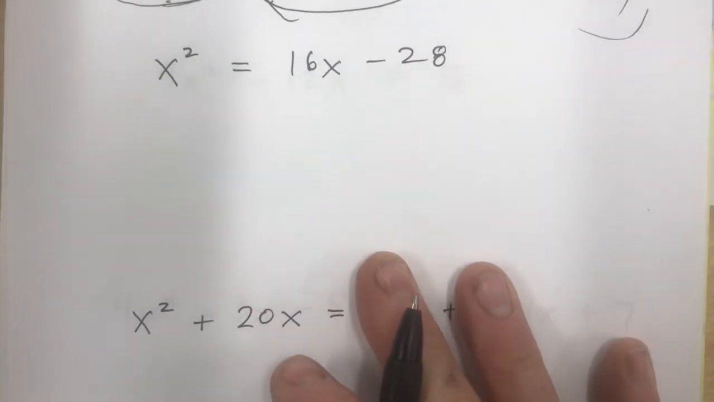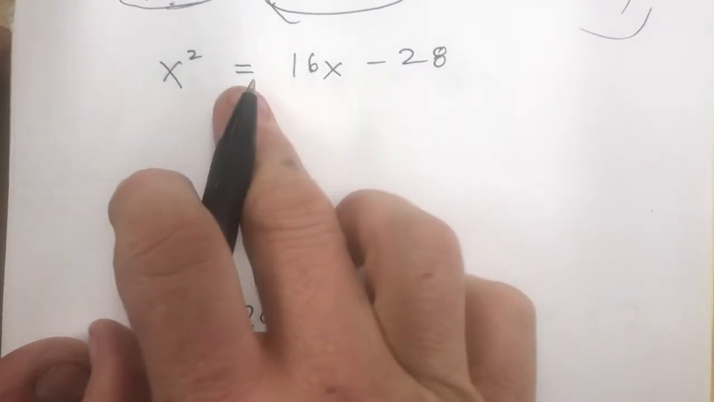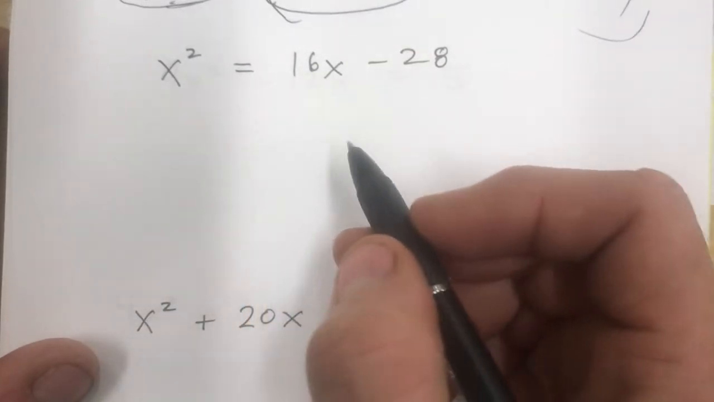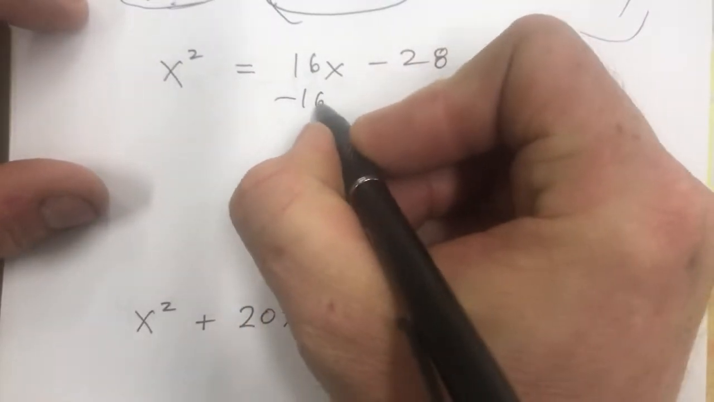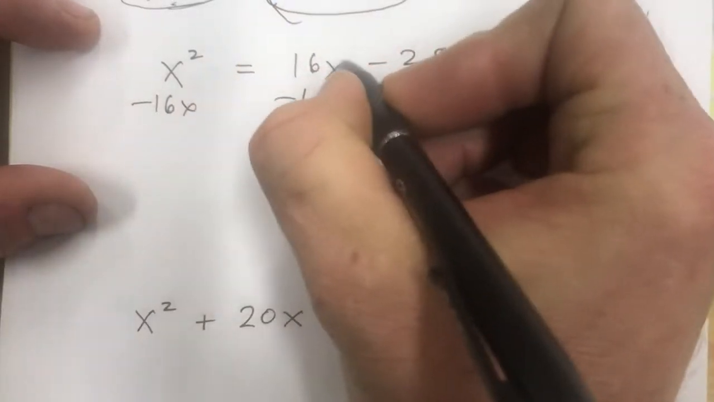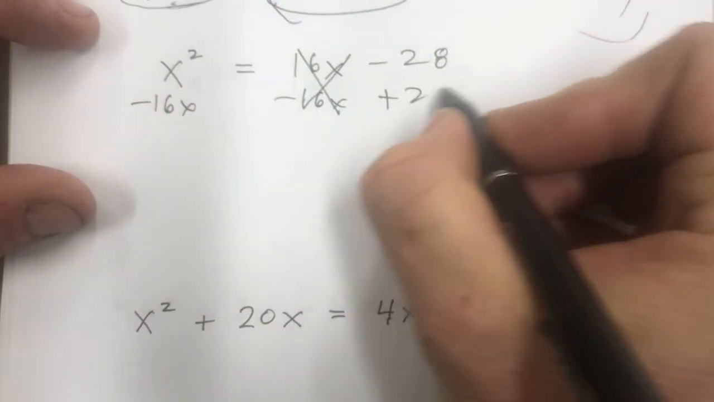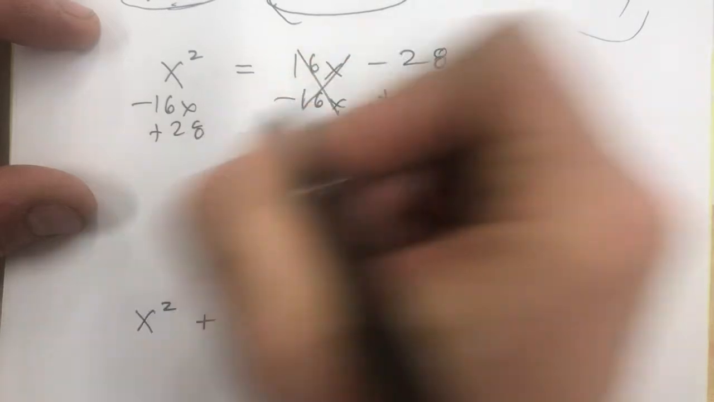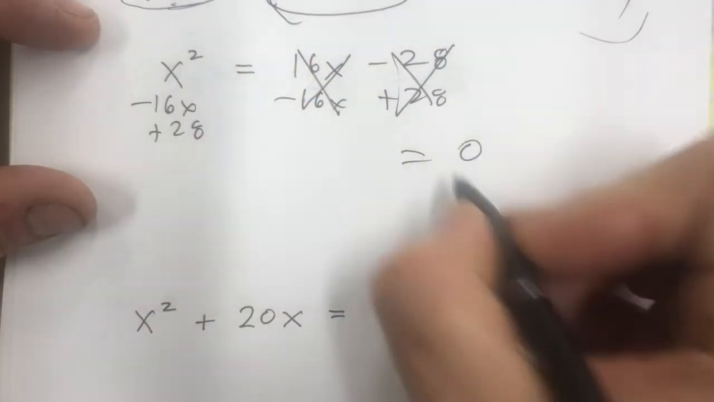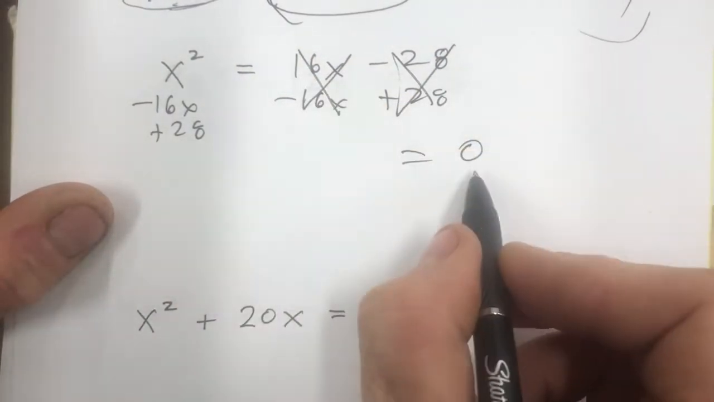Here's another one. It does not equal 0. So you see it equals 16x minus 28. So I'm going to have to minus 16x, which makes this go away. I'm going to have to add 28 to both sides, which makes that go away, and now it equals 0.